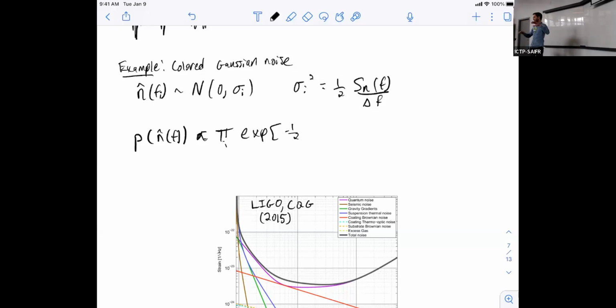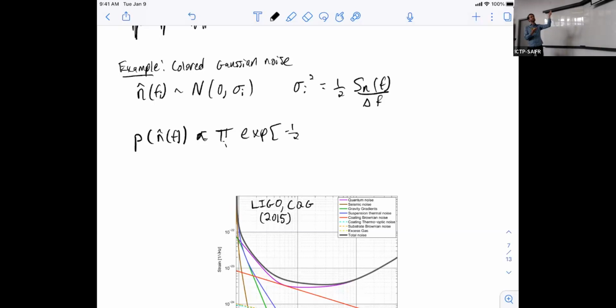You have to sort of, if let's say I wanted to lower the shot noise, I could push this down, but I would push this up. So that's a challenge that people have to face. And then finally, right where we're most sensitive, the thermal motion of the mirror coatings is an issue. Any questions about noise or what this plot means?